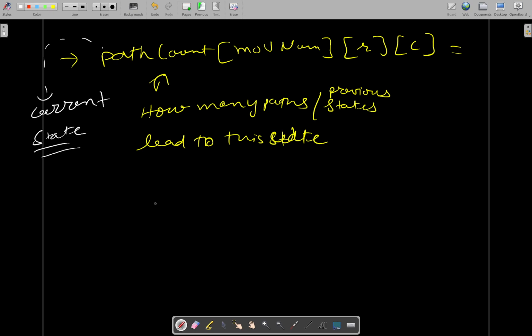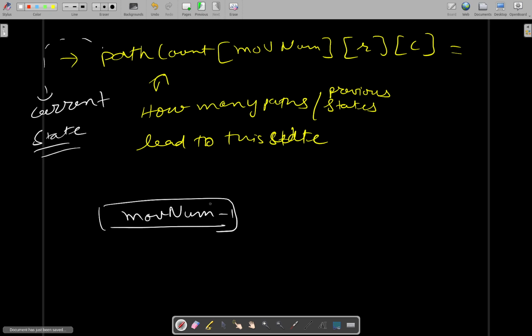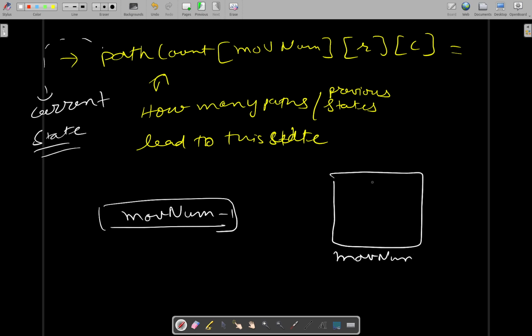So it will be nothing but you will consider yourself one move backward, which will be move number -1. Now whatever was the state of the board on this particular move, those will be the previous states to your current state. What I am talking about is, let's say at move num you are here. Okay, you are in this block.